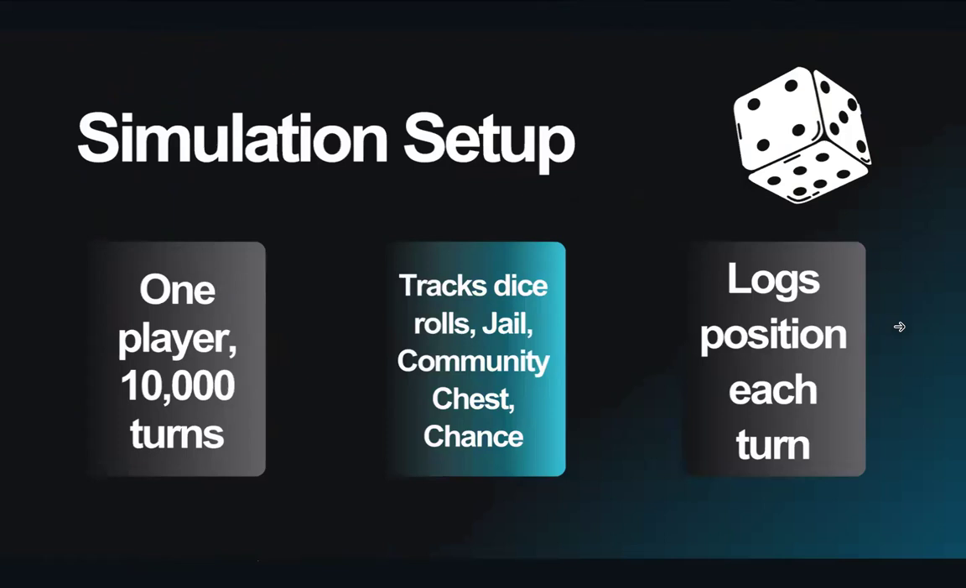So here's how the simulation is set up. We simulate a single player taking 10,000 turns. Every move is recorded, and we account for real Monopoly rules: rolling doubles, landing on jail, drawing cards, and so on. The data we collect will show us landing frequencies.